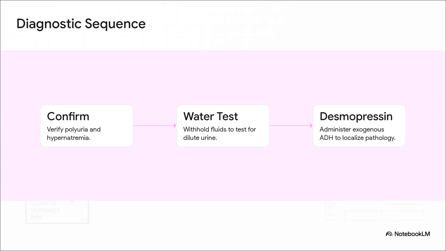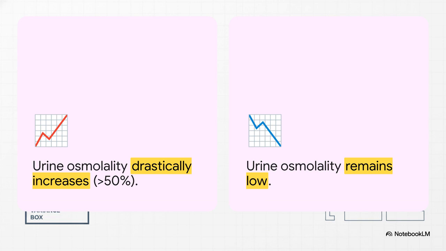First, confirm the polyuria and hypernatremia. Next, execute a water deprivation test. By withholding fluids, a normal response would be to concentrate the urine. If that urine remains inappropriately dilute, you've confirmed diabetes insipidus. Step 3 is localizing the pathology by administering exogenous ADH, which is desmopressin. This brings us to the desmopressin challenge.